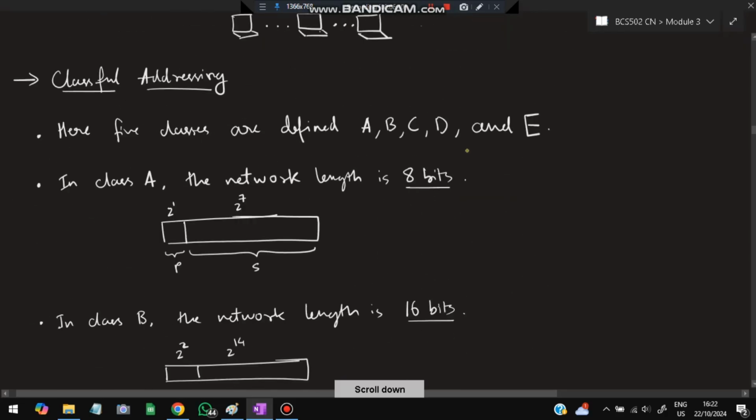And here we have different classes of IPv4. There were 5 classes, and you need to know about them. Those were denoted as A, B, C, D and E. In class A, the network length was 8 bits: 1 bit for the prefix and 7 bits for the suffix.